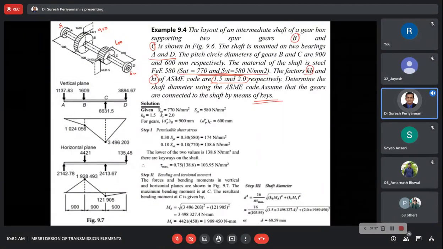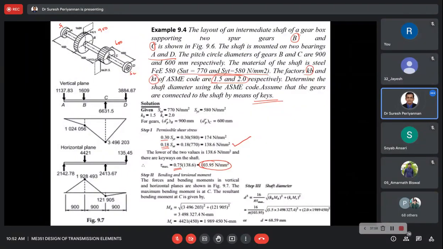First, find out tau max: 0.3 SUT or 0.18 SUT, whichever is the minimum value we have to consider. Since we are using keys, multiply again by 0.75. This is our permissible shear stress value. Based on this only we are going to design our shaft diameter. Now come to the bending and twisting moment calculation.